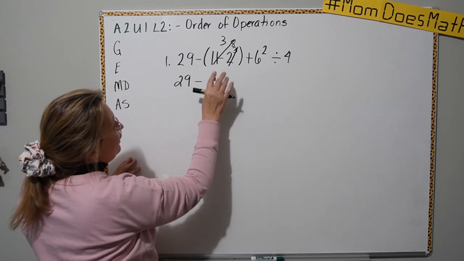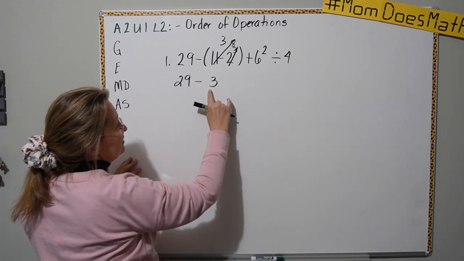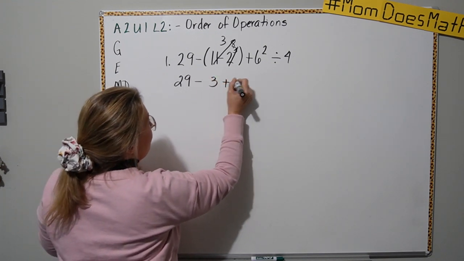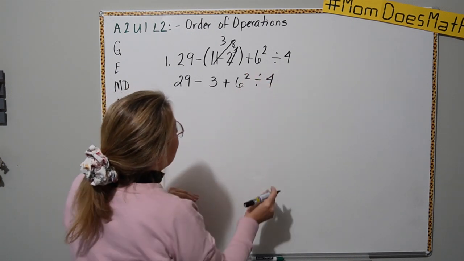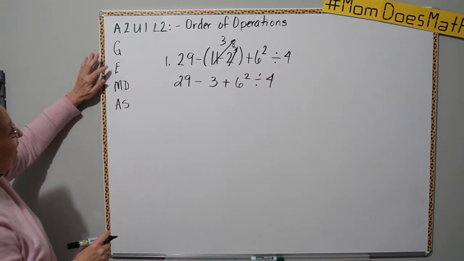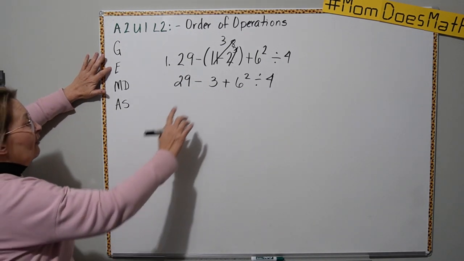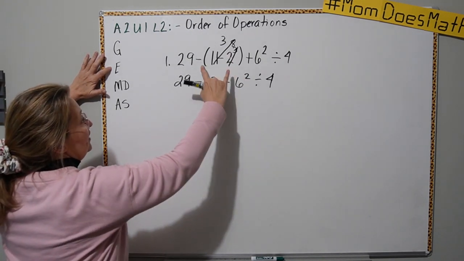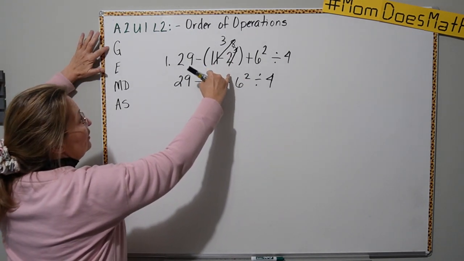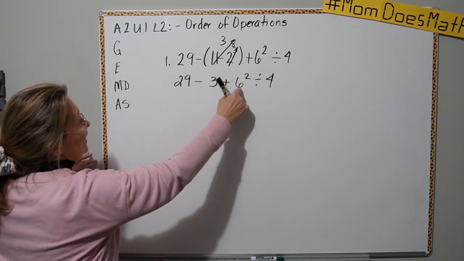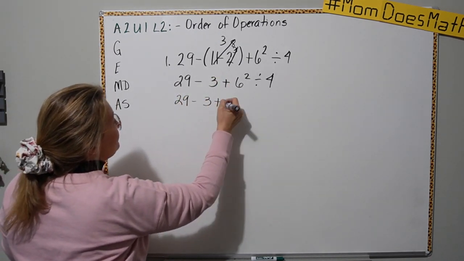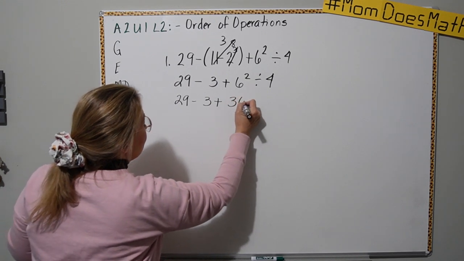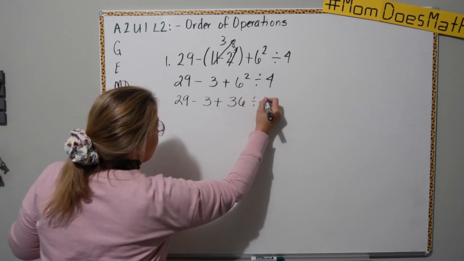Once you've performed all the operations in the parentheses, you can drop those. And I'm not going to do anything else right now. I'm just copying it down as it is. All right, my next step is to do exponents. Well, I already had to do these exponents because that was a part of getting rid of the parentheses. But now let's do this one. So I've got 29 minus 3 plus 6 squared is 36.